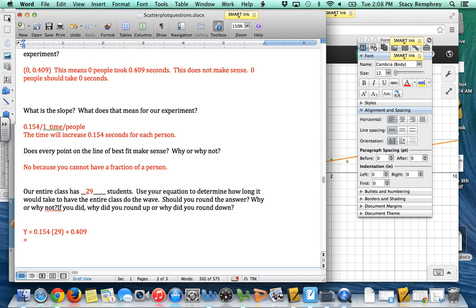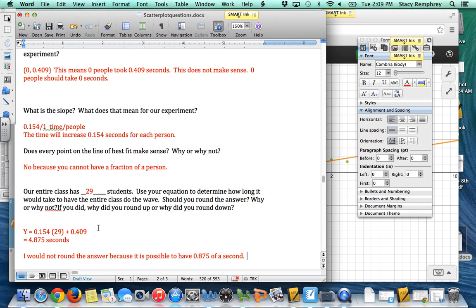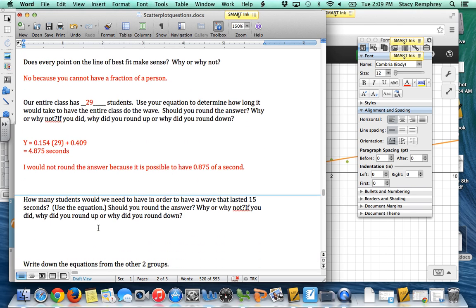Okay, if I plug that in, let's do that on the calculator real fast, 0.154... I get 4.875 seconds. For this one, I would not round the answer. I'm looking for rounding to the whole number, not rounding like to the 100th. So I would not round the answer because it is possible to have 0.875 of a second. So that's what I'm looking for with this, is are you rounding it to the whole number, and if you are, when? You can see that here. This is the answer I would give, 4.875 seconds.